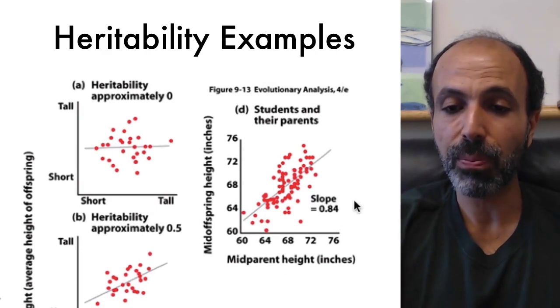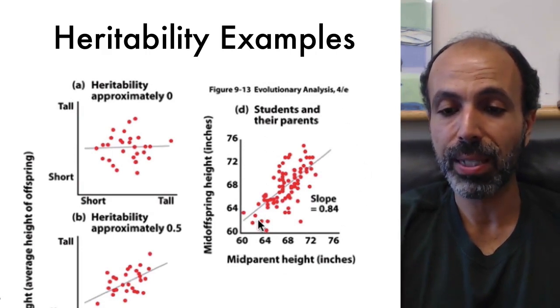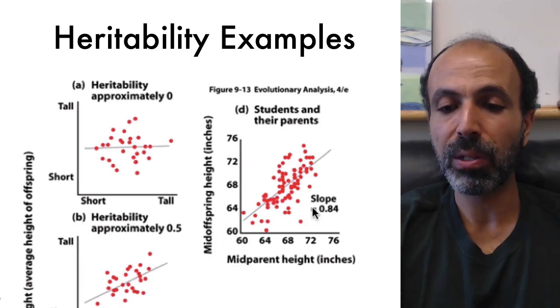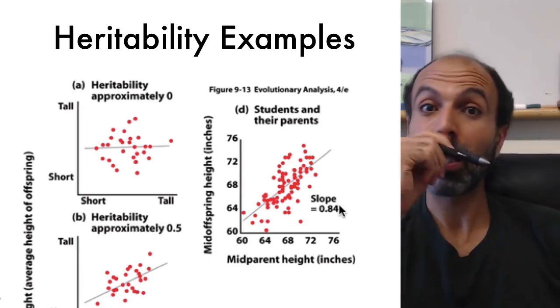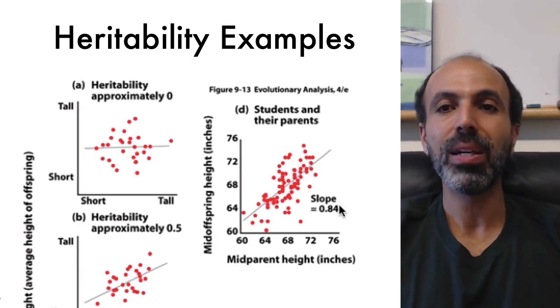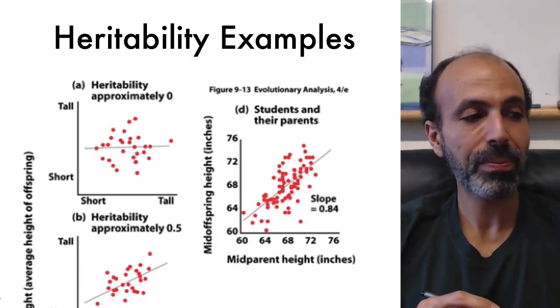And here's some real data over here. This is looking at students and their parents. This is from the evolutionary analysis textbook. You see the mid-parent height is very close to the mid-offspring height. The slope there is 0.84, suggesting a very strong genetic component to human height in this case.